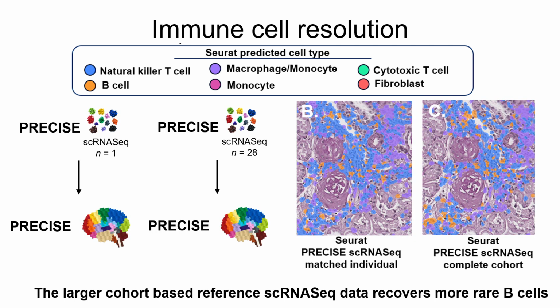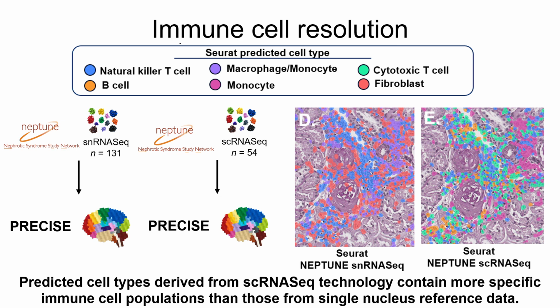Next, I wanted to look at how the matched individual versus the complete cohort on the right compare on the tissue. And what I'm seeing in the complete cohort is that we're getting more orange cells. So we're actually able to recover more B cells with the complete cohort. And I believe that's because the B cells are quite rare. They're only about 1% of the reference data cell population. And so by having the complete cohort, we have more power to correctly identify B cells.